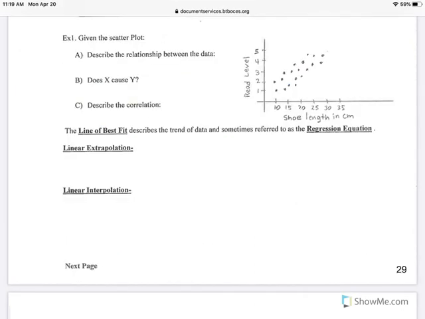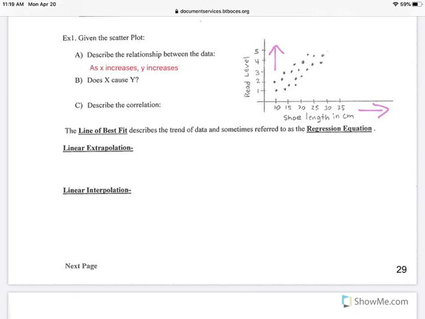Now, the next example, we're given a graph that compares the shoe length in centimeters to the reading level, and it asks to describe the relationship between the data. So what we can say is that as x increases, right, as we go left to right, and we read the graph, the y values are also increasing.